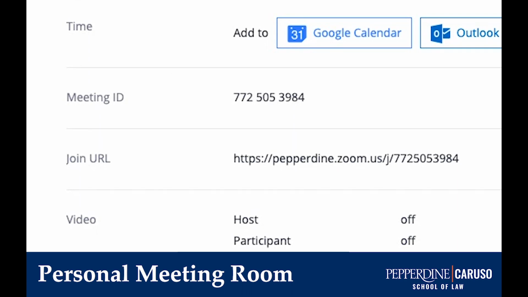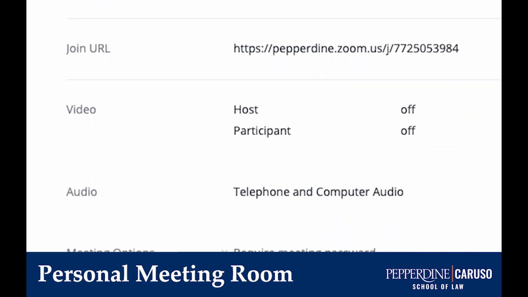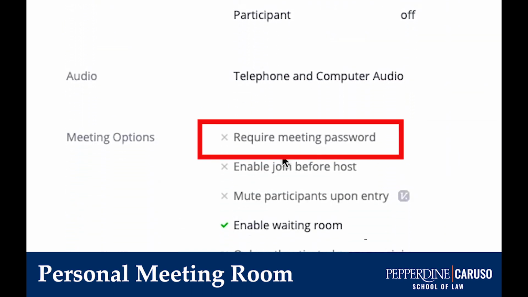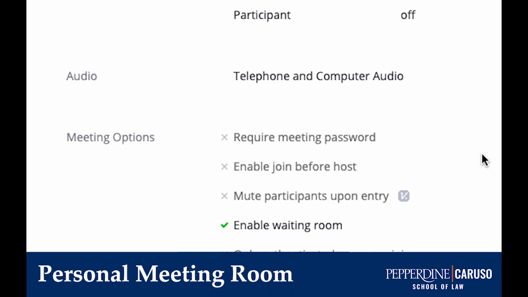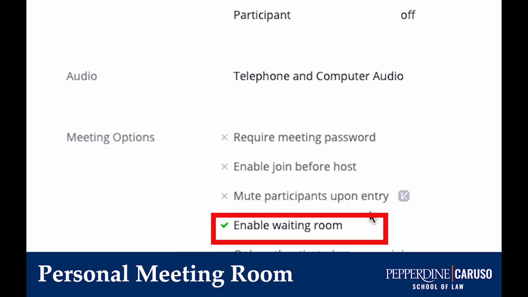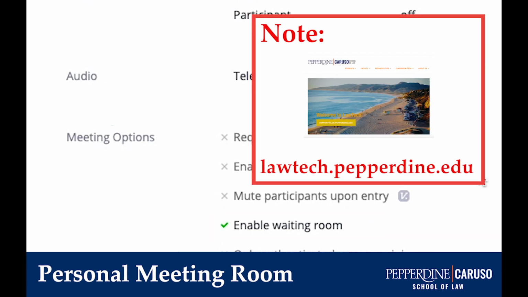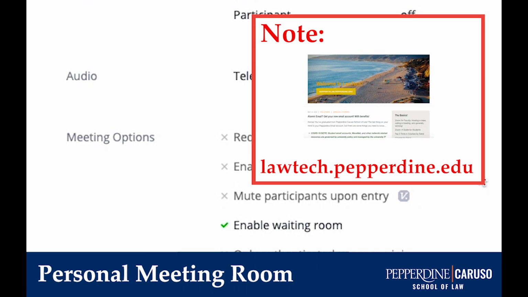Yet, since it is always going to be the same meeting ID and personal link, it is always accessible to students if they have your link, meaning that once someone has this link, they can join it at any time the meeting is in use. To prevent this, you may lock the meeting with the password, which is right here, or you can use the waiting room feature, which is also listed here. More information can be found on our LawTech website.